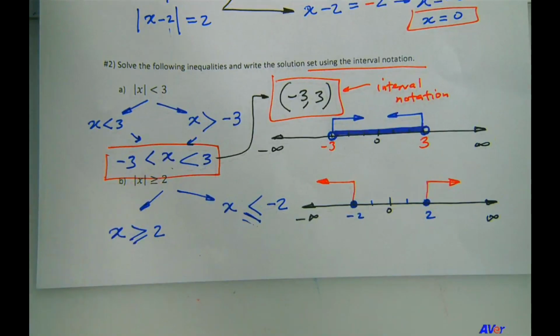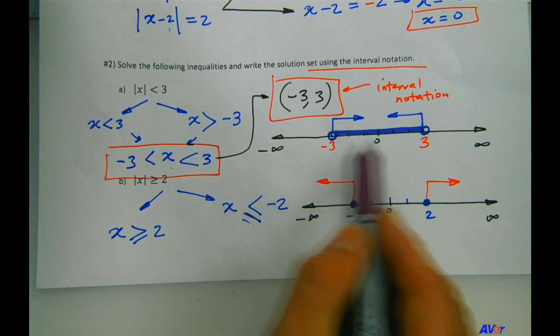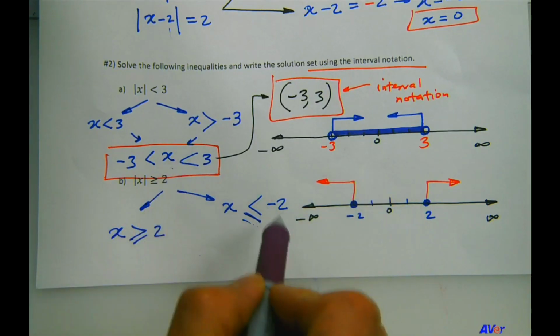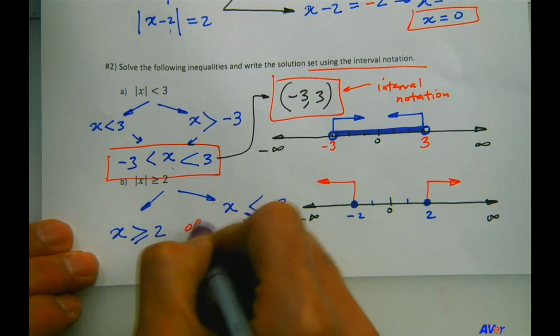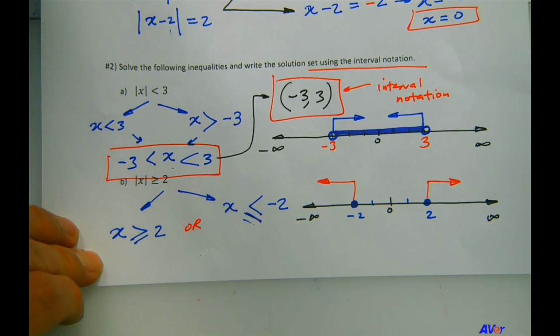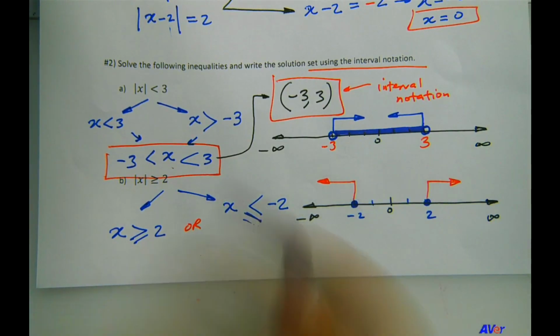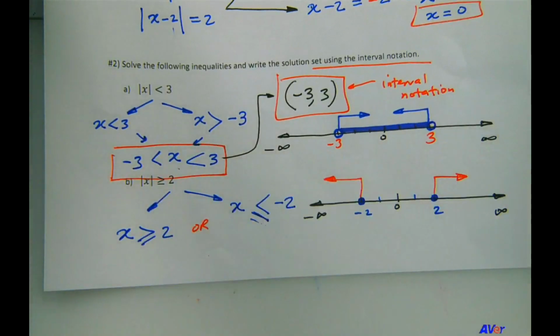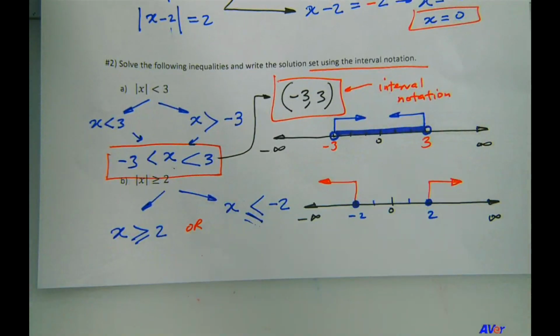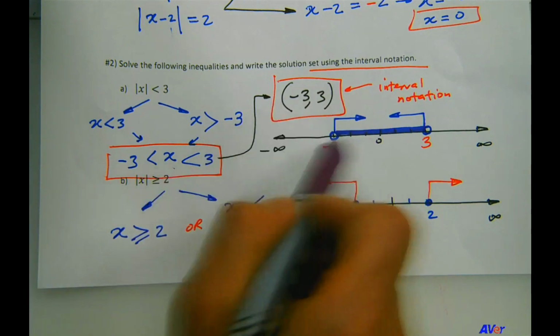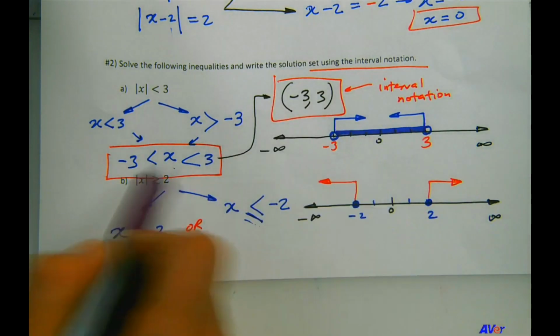So what's the solution then? The solution is the union of those two pieces. So it's this or that. Let me put that, this or that. Okay? So if the solutions overlap, like they did in part A, then the overlapping piece is the final solution. -3, 3 in numbers and graphically like that, and here's symbolically like that.